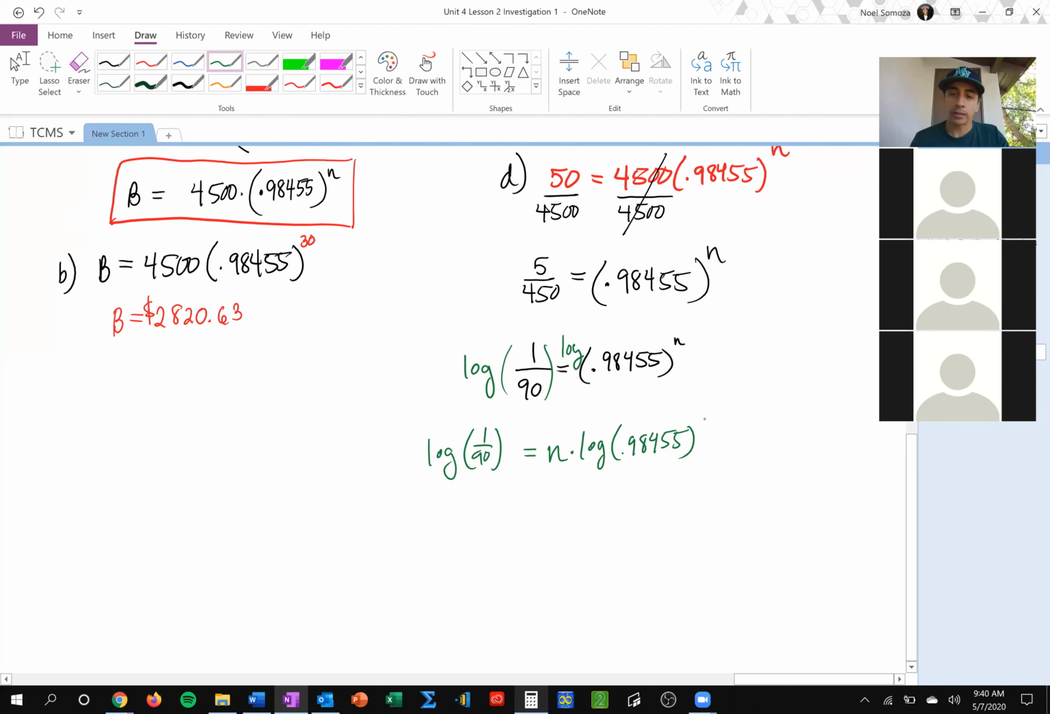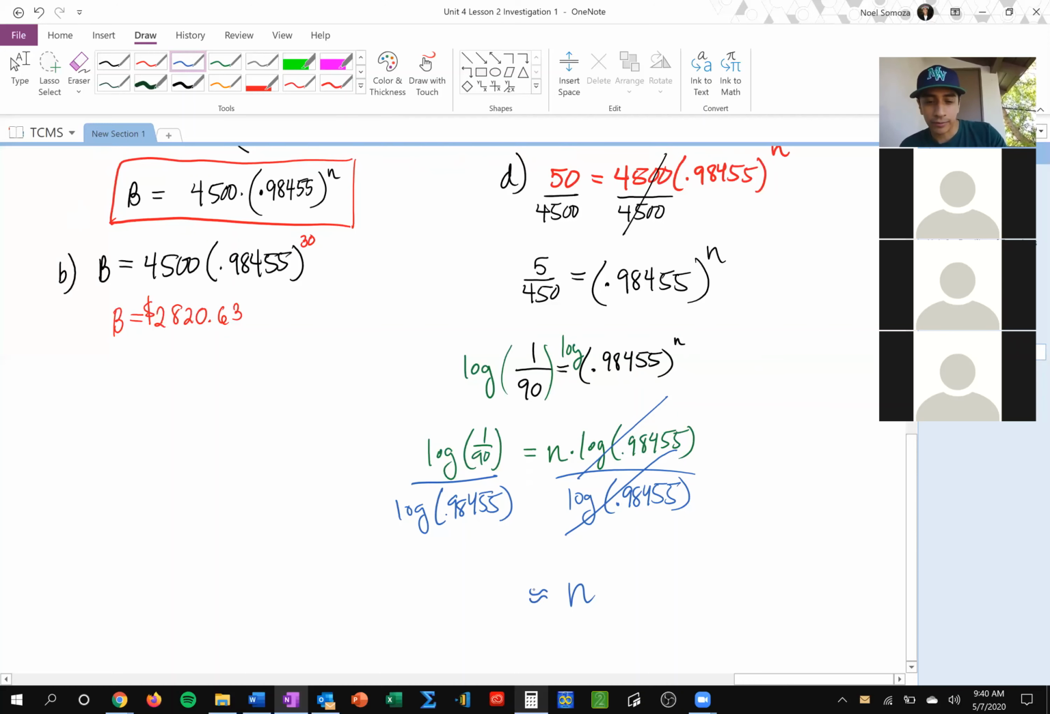So you're solving for n. Remember, that's how many months it's going to take for us to get to this point that we want to get to. So now we can go ahead and divide both sides by the log of 0.98455. All right, and so the log of this value is going to eliminate, and you're left with n. Okay, so here we're going to get an approximate value, and we can go ahead and find this using Desmos because it's a little bit more accurate calculator.